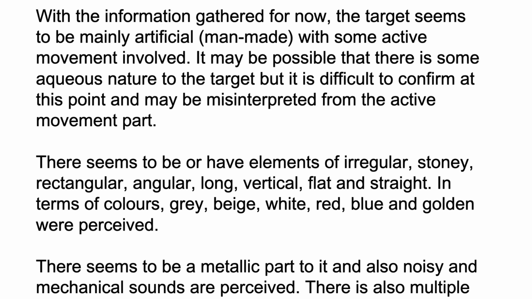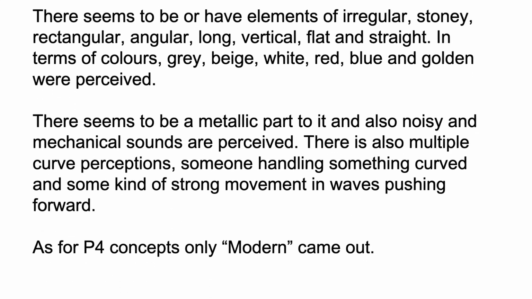There seems to be or have elements of irregular, stony, rectangular, angular, long, vertical, flat and straight. In terms of colors, gray, beige, white, red, blue and golden were perceived. There seems to be a metallic part to it and also noisy and mechanical sounds are perceived. There are also multiple curve perceptions, someone handing something curved and some kind of strong movement in waves pushing forward. As for phase 4 intangibles, only modern came out.